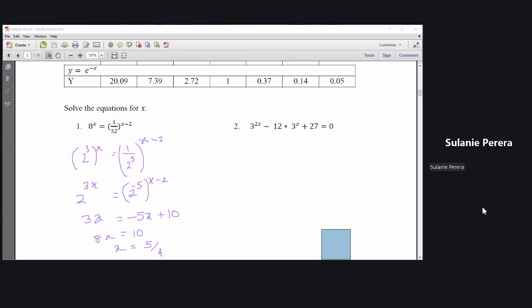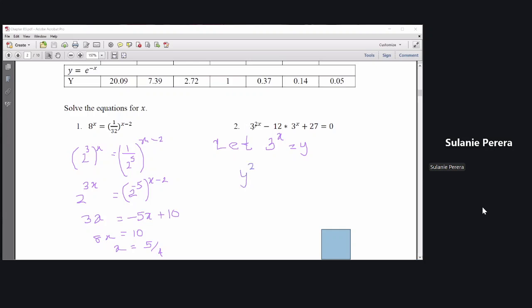Okay, great. Now let's see this one. Can you see now here we have 3 to the 2x. Here we have 3 to the x. So what does it look like? Let 3 to the x equal y. Then here it will be 1. 3 to the x is y, so this is like y square.